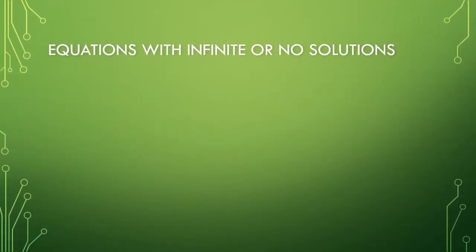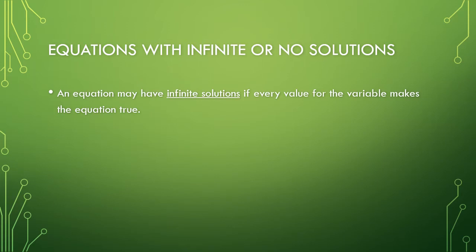Moving along, our equations can also have infinite or no solutions. An equation may have infinite solutions if every value for the variable makes the equation true. We'll see that that happens if we get an answer like 3 equals 3 or b equals b. It's a true statement where one thing is equal to itself. That's our clue that we're working with infinite solutions.